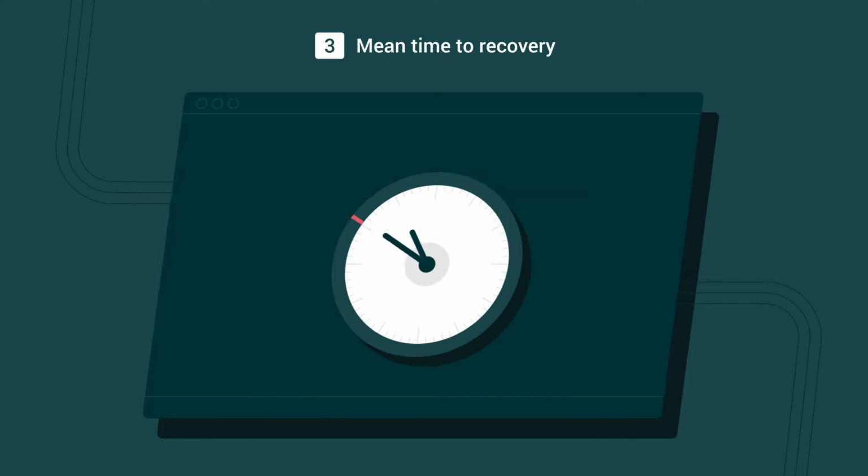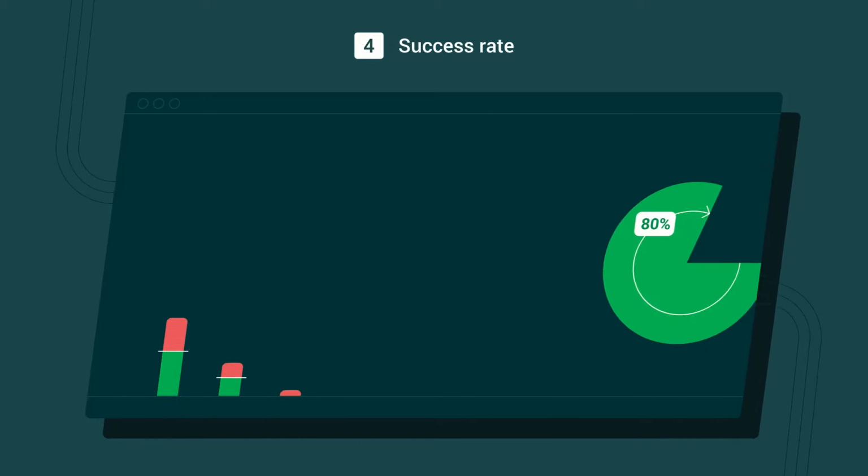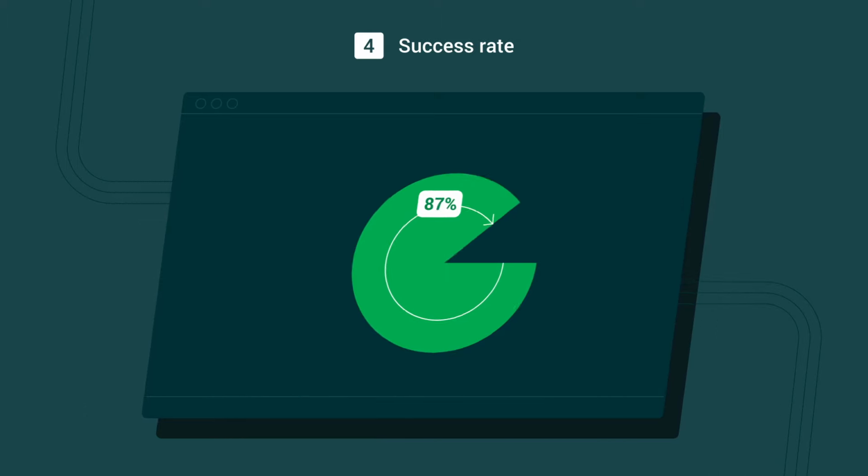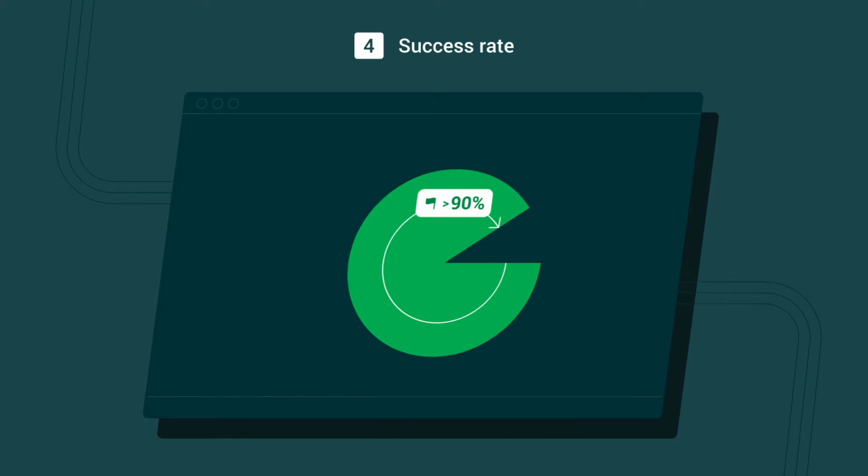Mean time to recovery is the average time between failures and their next success. Teams should aim to recover from any failed runs by fixing or reverting in under an hour. Success rate is the number of successful runs divided by the total number of runs over a period of time. Success rates above 90% should be your standard for the default branch of an application.